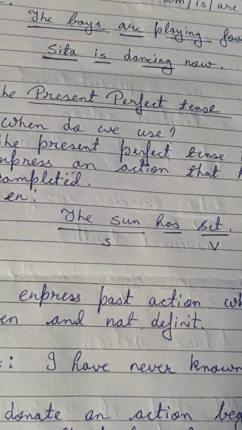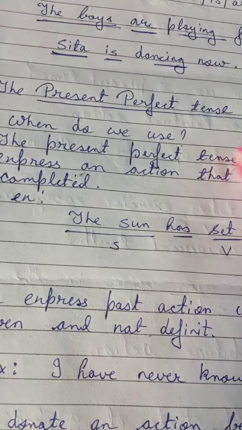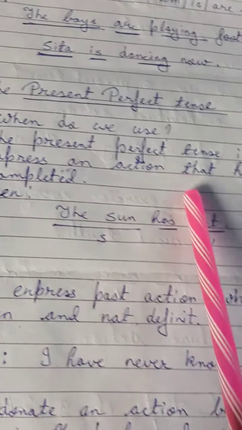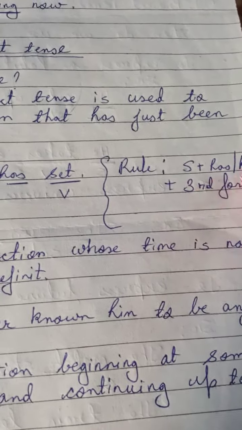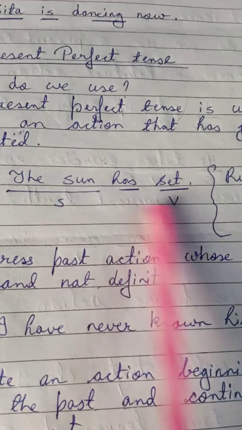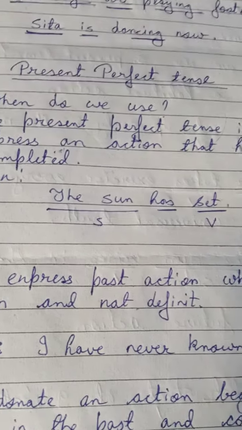Now, when do we use present perfect tense? Present perfect tense is used to express an action that has just been completed. It means you have just completed an action. Look at the rule: Subject plus has/have plus the third form of the verb. Now, the example I have given: the sun has set. What does it mean? It means the sun has set just now.